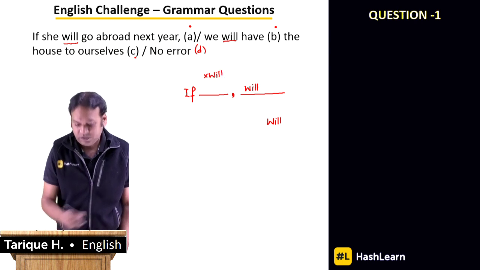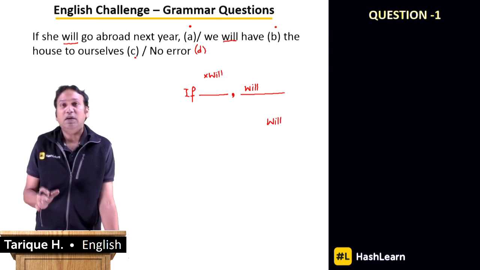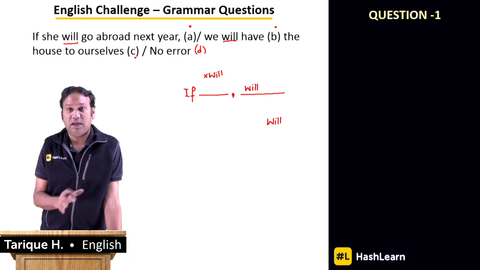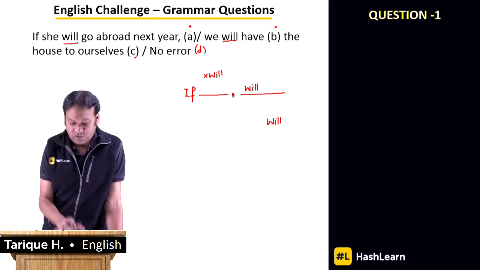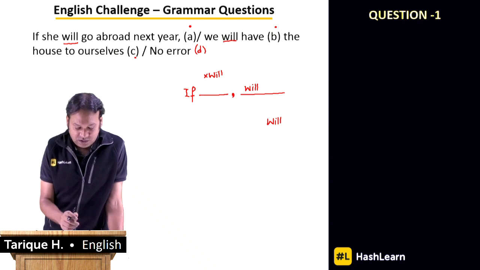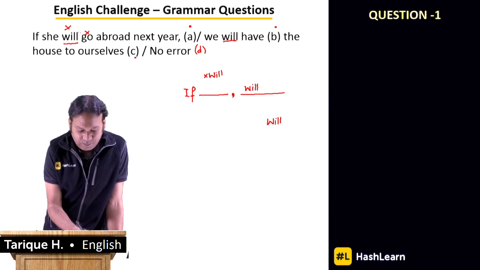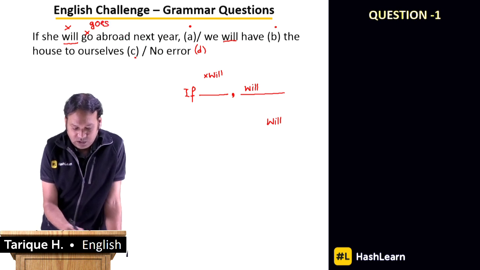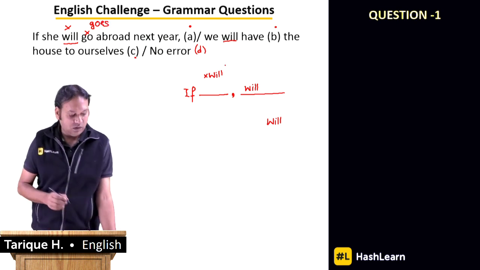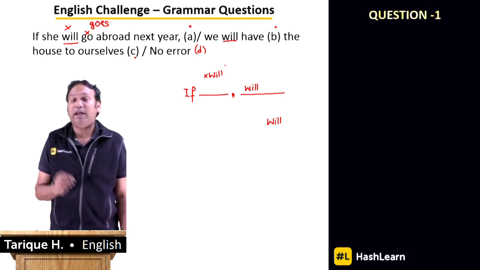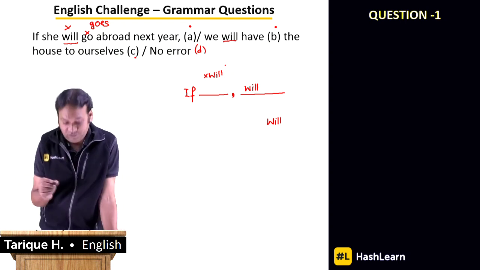This is called the first conditional sentence. There are different types of conditionals in the English language, and the first conditional is of this format. So the first part of the sentence should not contain will. The right form should be, if she, this go is also wrong. The correct form should be, if she goes abroad next year, we will have the house to ourselves. That is the correct format of a sentence with an if clause.